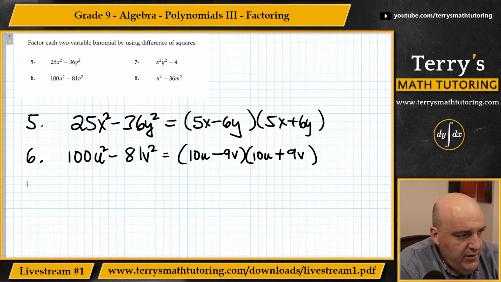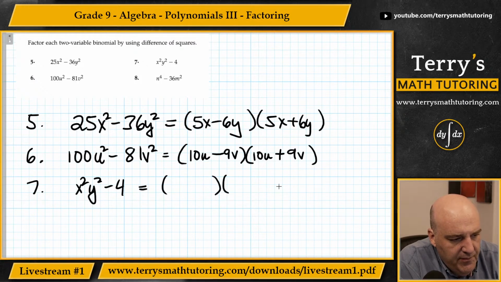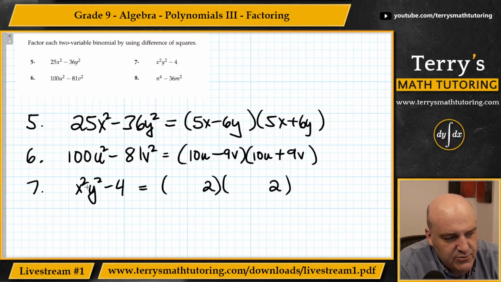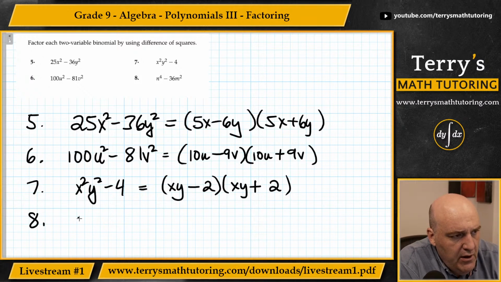And done. Okay, 7. This one maybe looks a little bit different, but it's pretty much the same. The square root of 4 is easy. That's 2, right? So definitely 2 goes here and here. What's the square root of x squared y squared? Well, the square root of x squared is x. The square root of y squared is y. So the square root of x squared y squared is just xy. And then one is minus, one is plus.